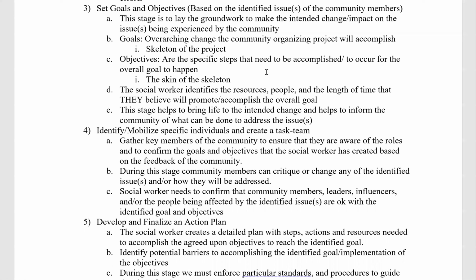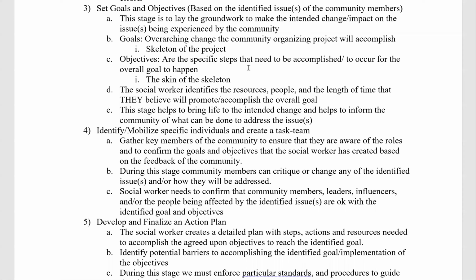So, goals are the overarching change the community organizing project will accomplish. If you think back to science class, it's going to be that skeleton. And that skeleton does not look like anything, based on the fact that it's just bones. So there's nothing to this. This is just the bones of what the project is. So for example, I want to help as many people as I can pass the exam.